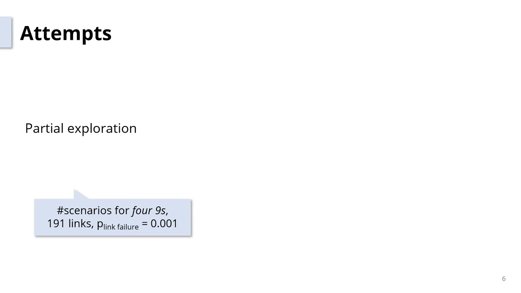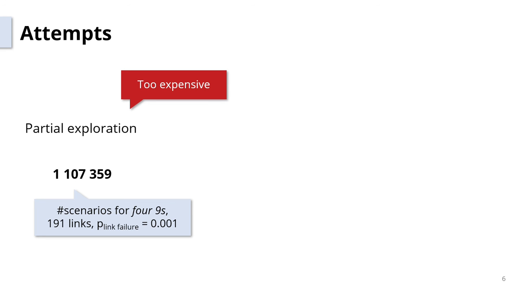Let's consider a network with 191 links and some realistic link failure probabilities. What is the number of scenarios you need to consider in order to verify a 4 nines SLA? In this example here, you would need more than 1 million scenarios, so this is clearly too expensive. Because imagine running an existing deterministic verifier on each of those states.